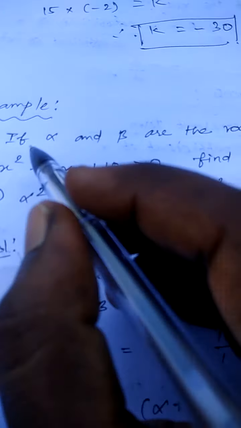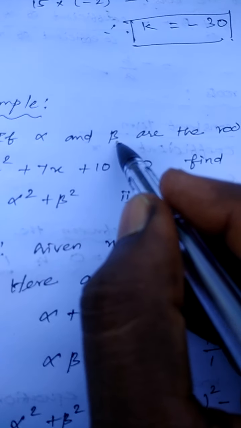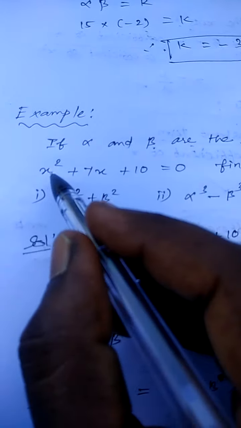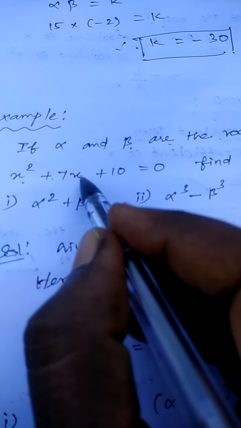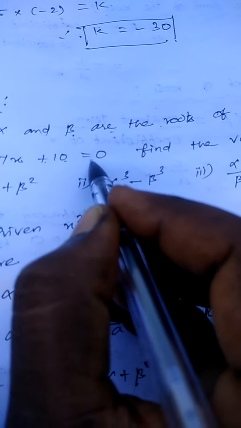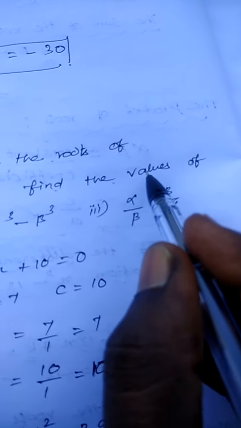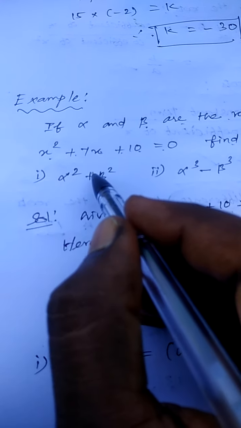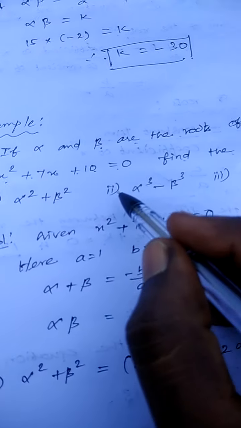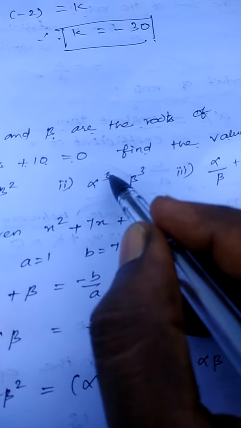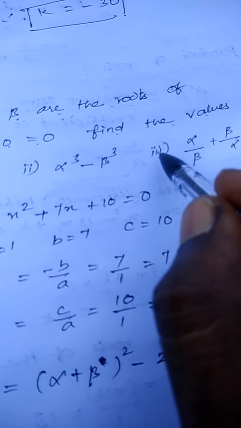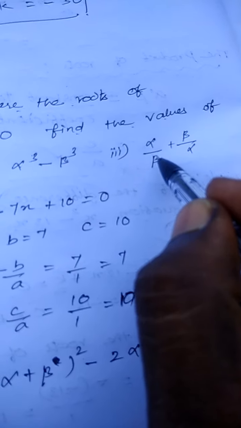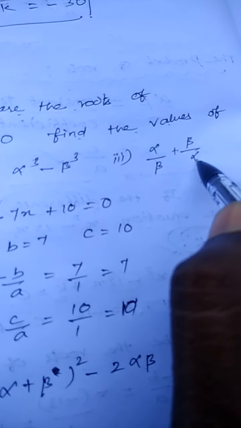Okay. The next example: if alpha and beta are the roots of x squared plus 7x plus 10 equal to 0, find the value of subdivision number 1, alpha square plus beta square; subdivision number 2, alpha cube minus beta cube; subdivision number 3, alpha by beta plus beta by alpha.